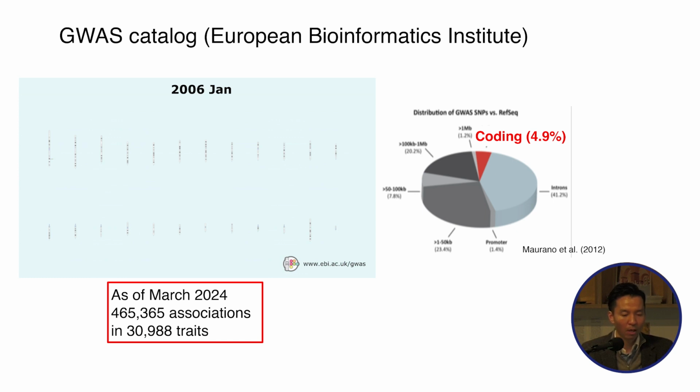catalog. And the results are growing and growing. In 2024, more than 400,000 associations in 30,000 common complex traits were reported in the catalog. And not surprisingly, many of them, actually more than 90% of them, were discovered in non-coding sequence rather than coding sequence, which alters protein structure. So the simple question here is, what are they doing?